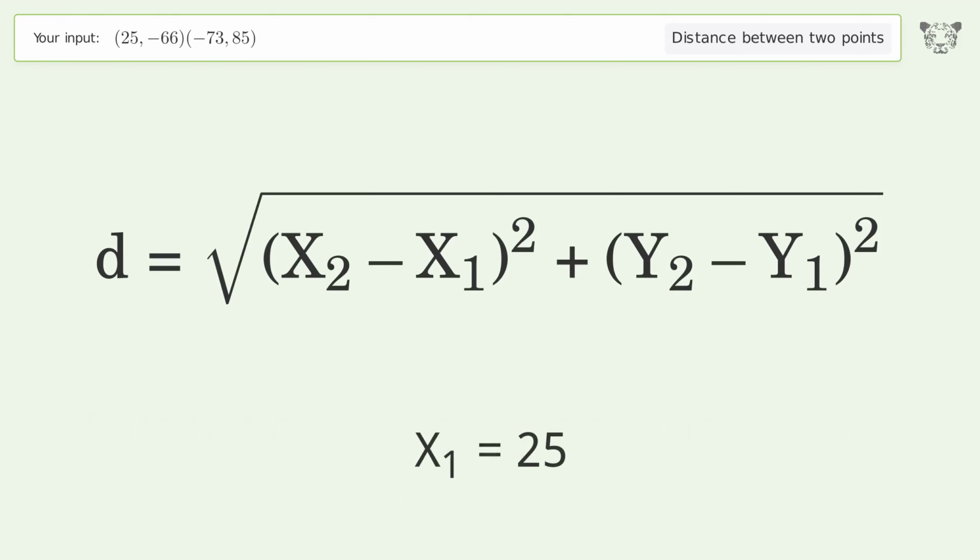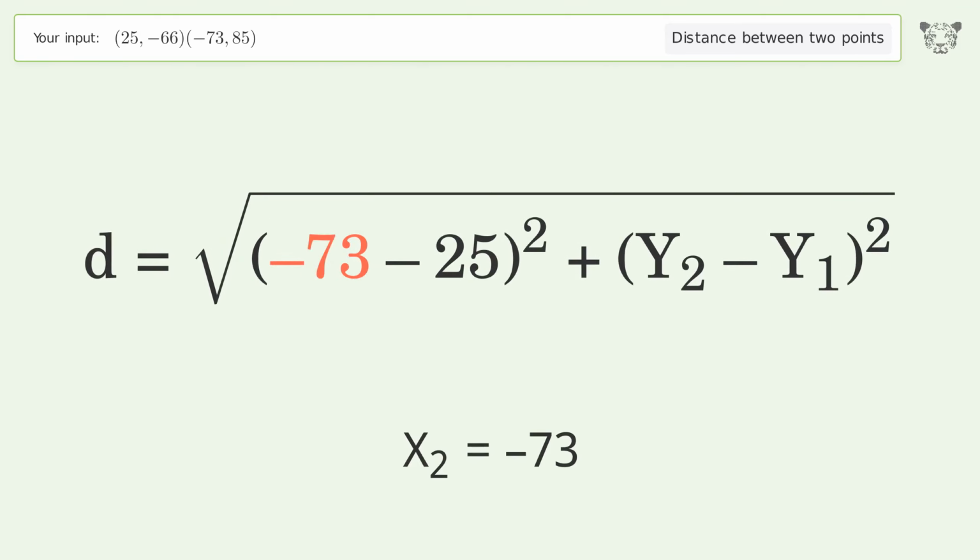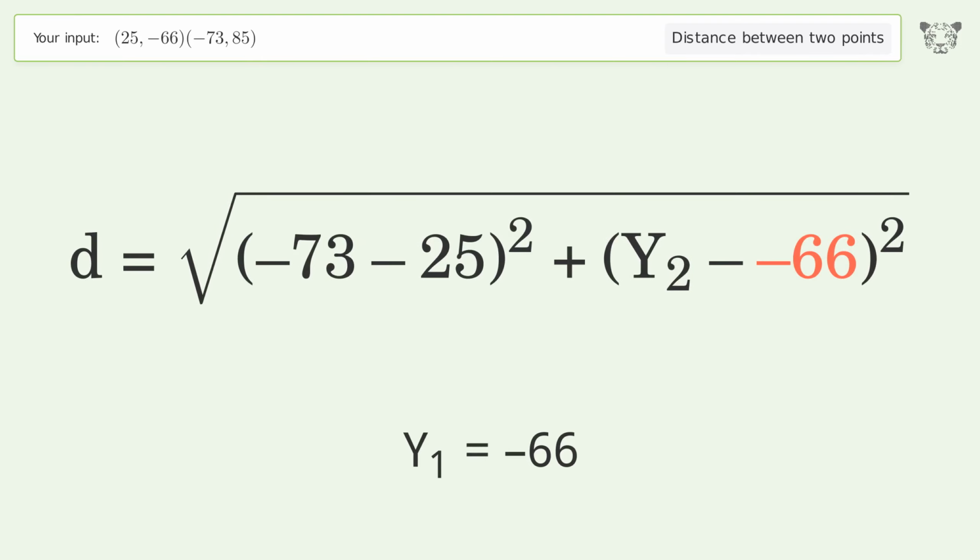x1 equals 25. x2 equals negative 73. y1 equals negative 66. y2 equals 85.